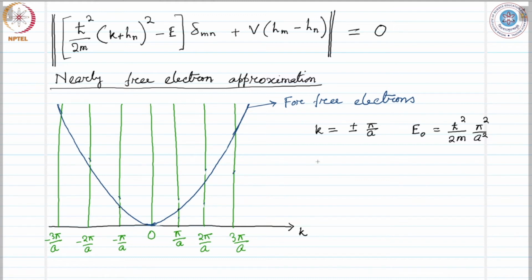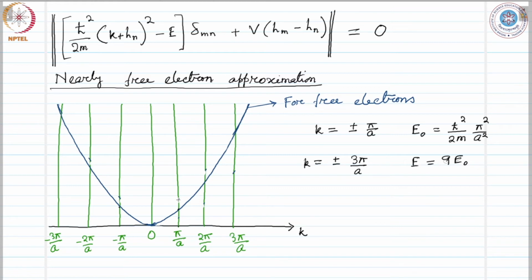Now if we consider k equals plus minus 3 pi over a, then the energy equals thrice of, sorry, it would be 9 times E naught. 3 squared, 9 times E naught, and it will move on. There will be many energies that we can calculate for different values of k. Now, one interesting thing to mention is that the green vertical lines that we have drawn here are the boundaries of the Brillouin zone.